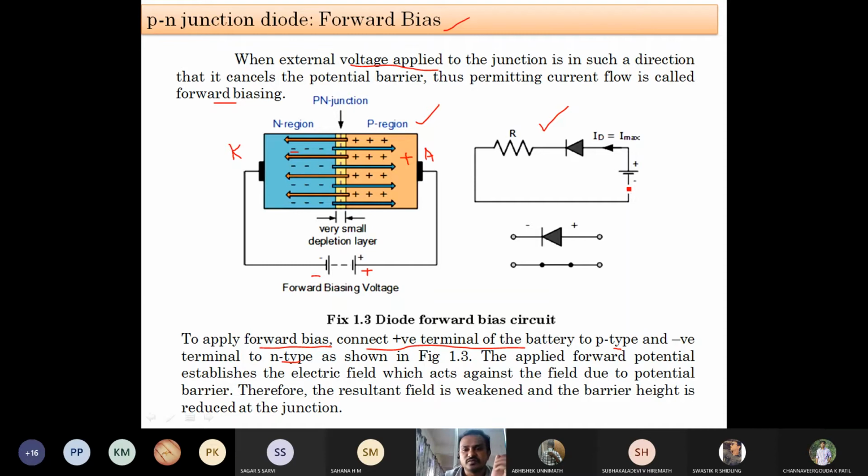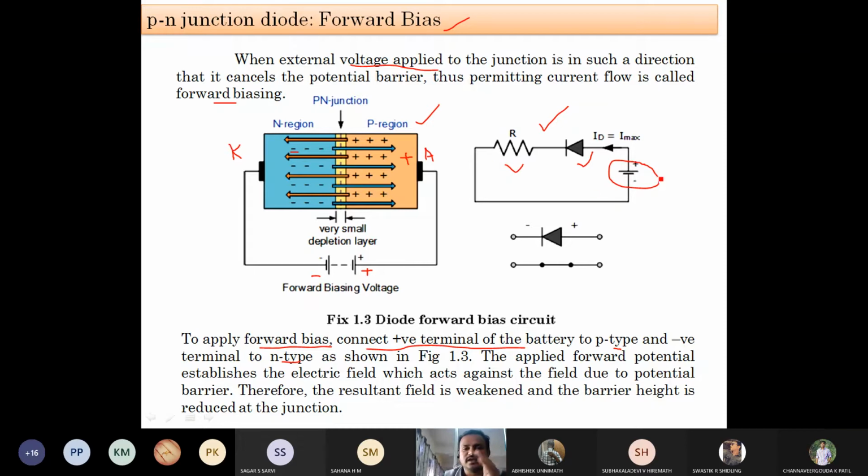This symbol represents the battery or bias, the external voltage. And this symbol is obviously a diode. And this symbol represents a resistor. The zigzag lines represent a resistor. Obviously, you are familiar with these concepts.